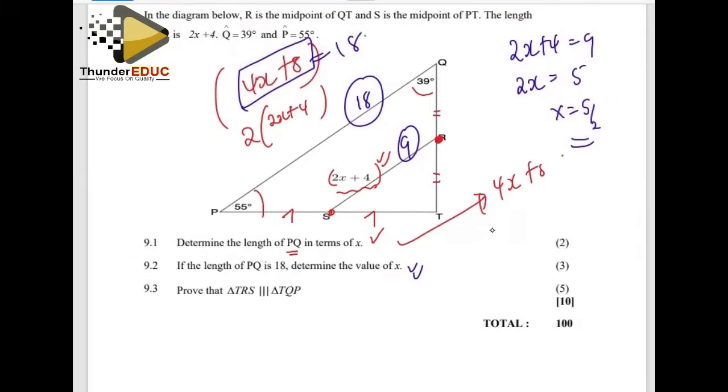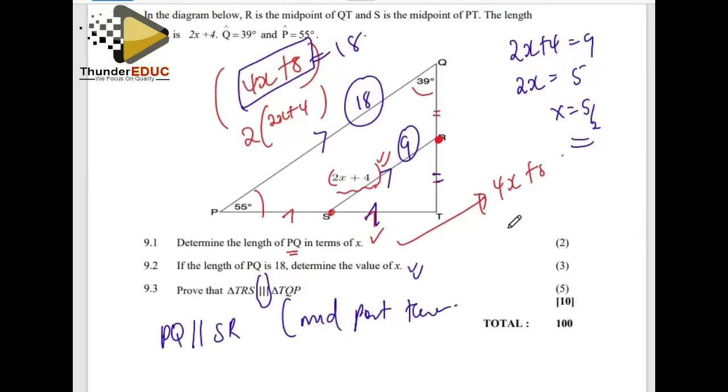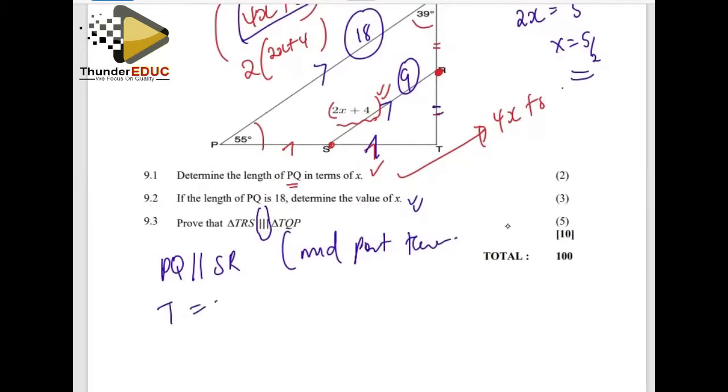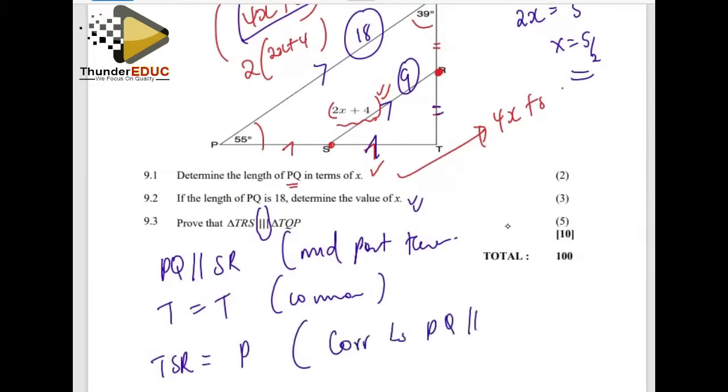Then can we prove that TRS is similar to TQP? Now, if this is the midpoint theorem, automatically these two lines will be parallel. That's the first thing we need to say. PQ is parallel to SR. Reason, midpoint theorem. And if that is true, it simply means that T is the same as T, which is common for both triangles. And then we can say that TSR is going to be the same as angle P. Reason, those are corresponding angles because PQ is parallel to SR.